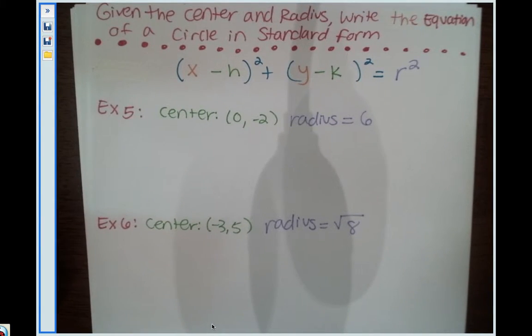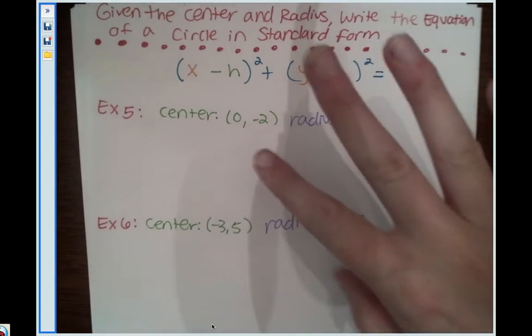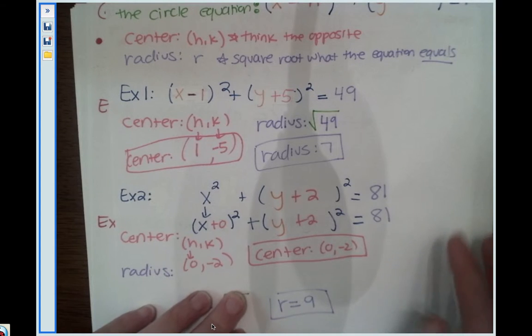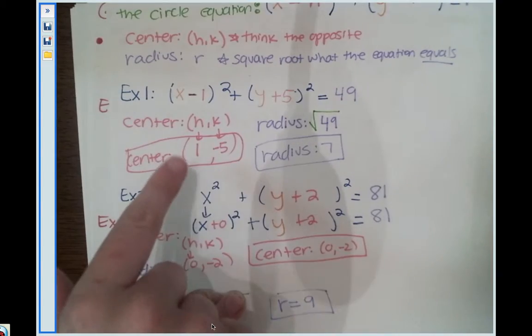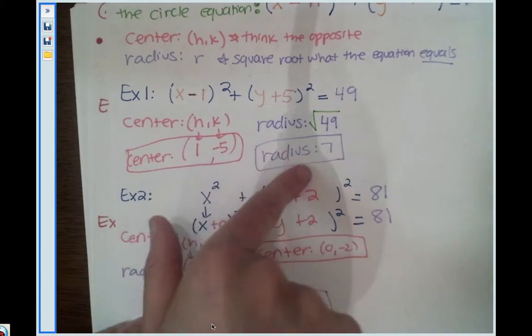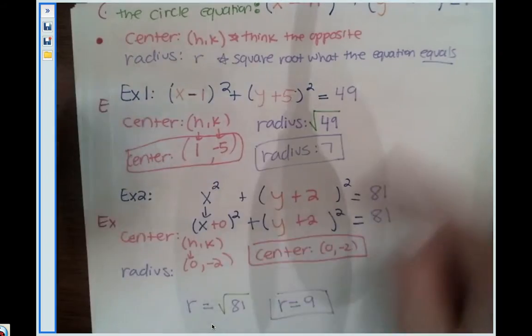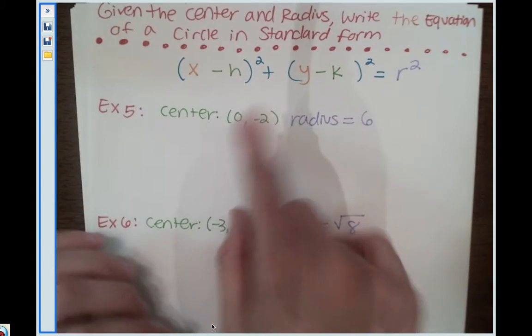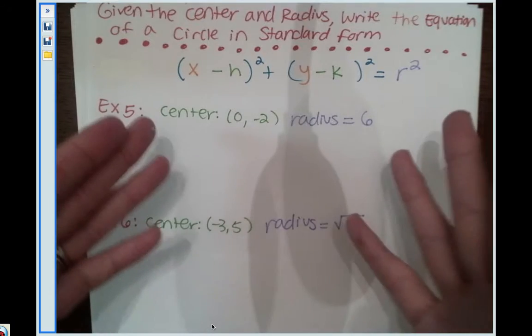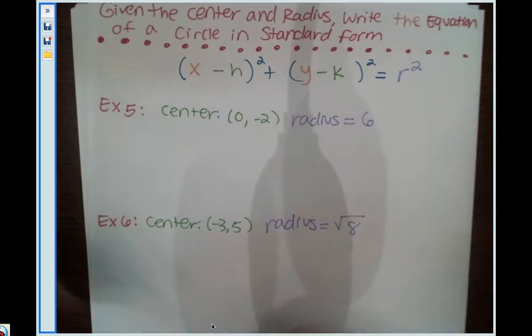Okay, for example 5 and 6, it's going to look awfully similar to what we've been doing, but just a little different. So example 1 and 2, what happened was we were given an equation of a circle already, and we had to identify the center and the radius. Well, this time we are reversing that process. So this time, I have the center and radius of a circle, and from those values, we're going to build our own equation.